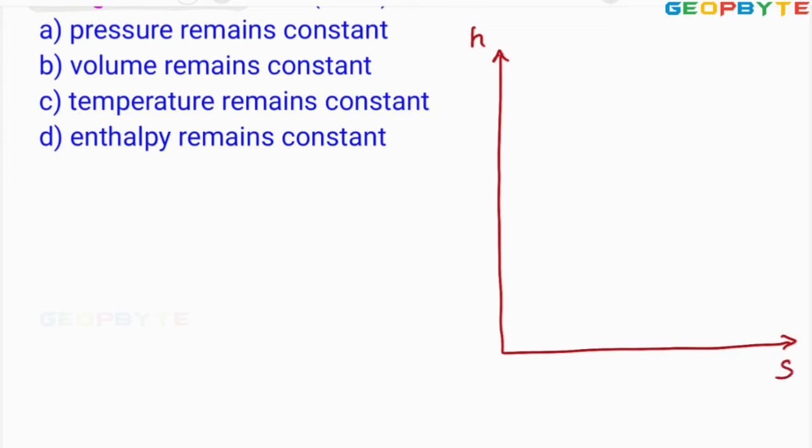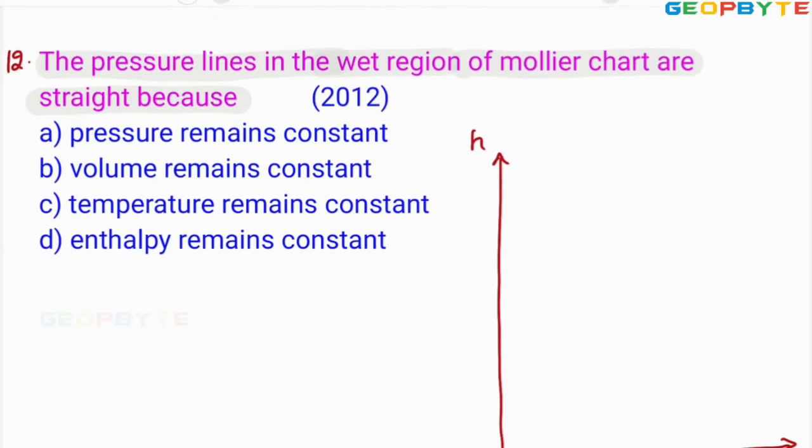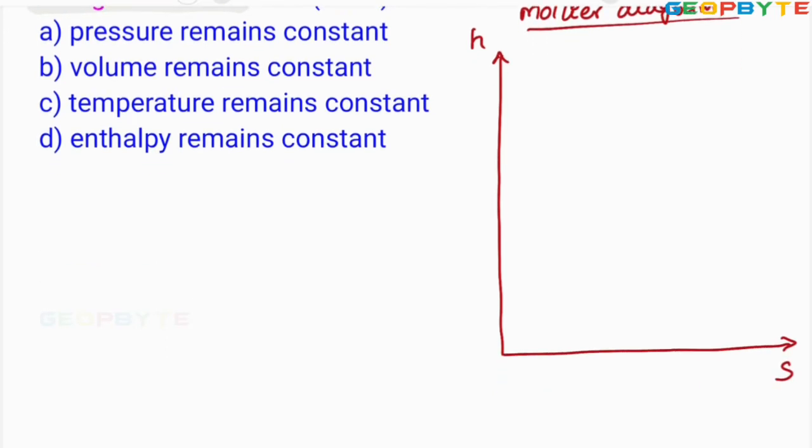Enthalpy versus entropy diagram. This is the Mollier diagram or HS diagram, or Mollier chart. If you take the saturated curve, this is the saturated vapor curve. The saturated vapor curve is looking like this. This is the critical point.